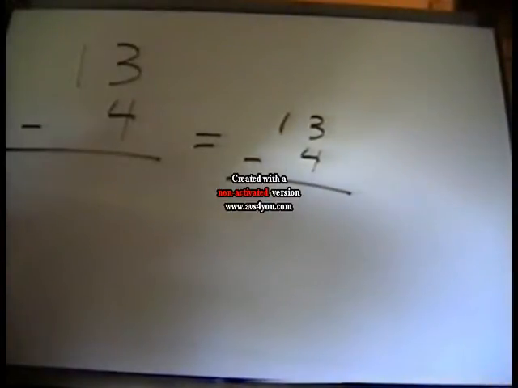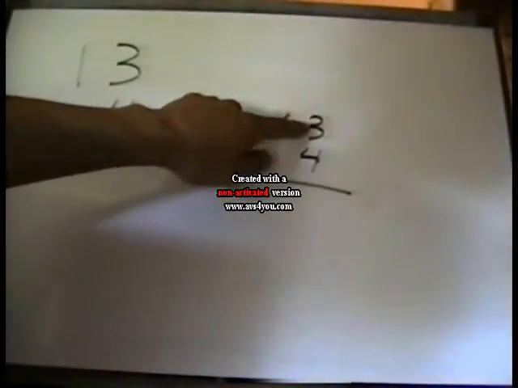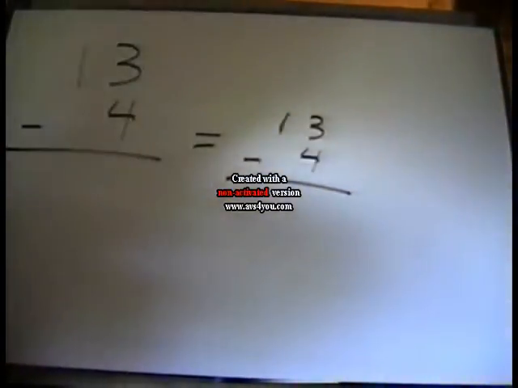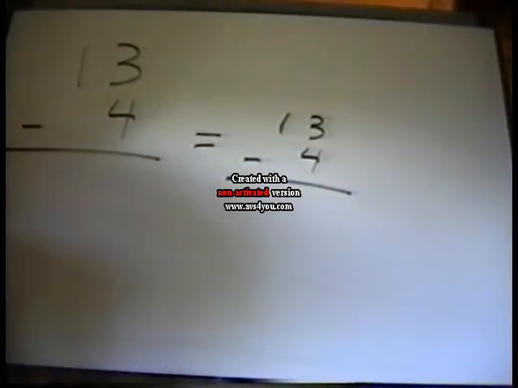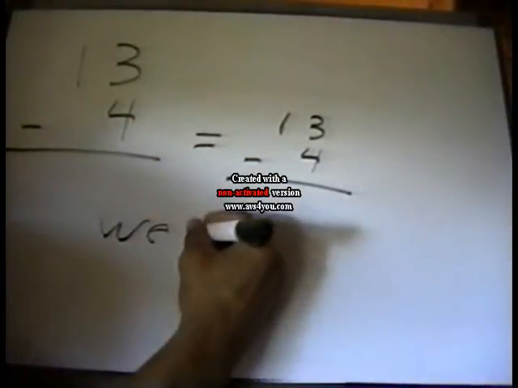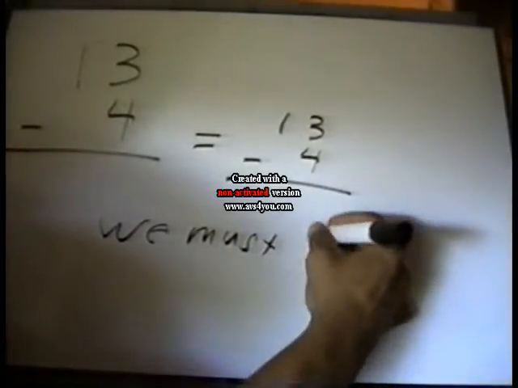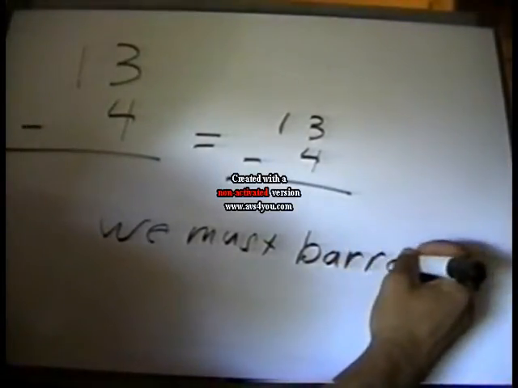The digit 4 from 3. Okay, but we can't subtract 4 from 3. 3 has to become greater. We have to subtract 4 from a greater number than 3, meaning 3 has to borrow.